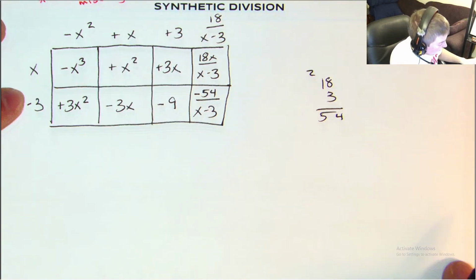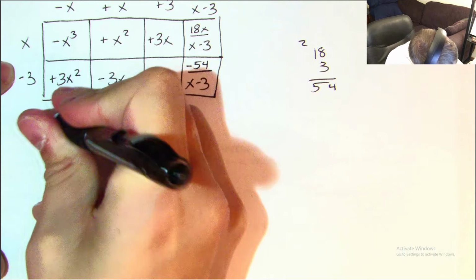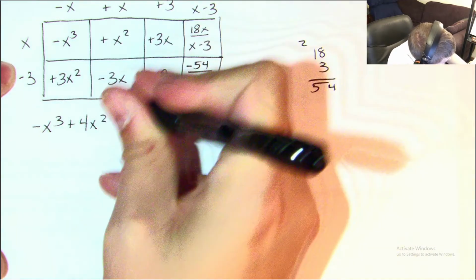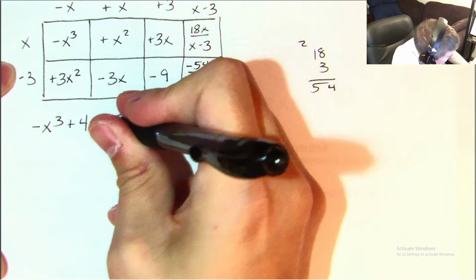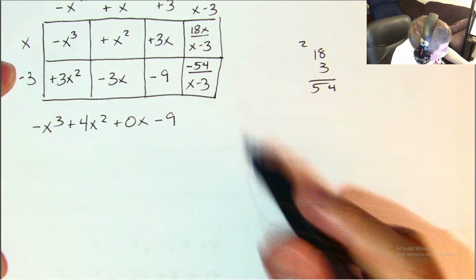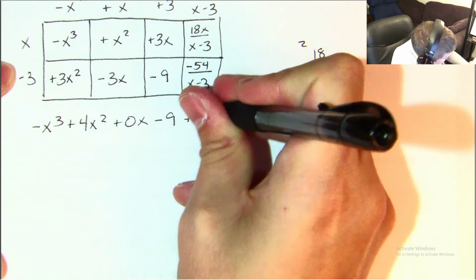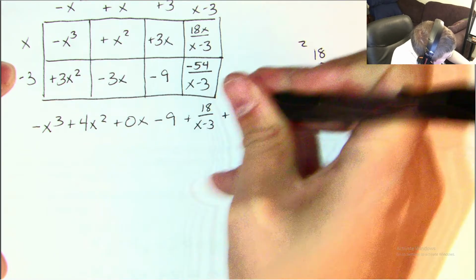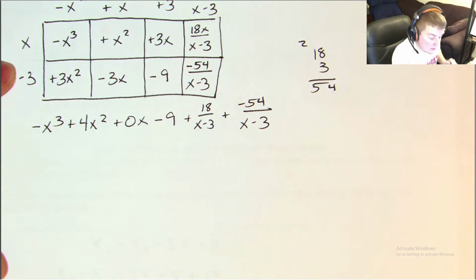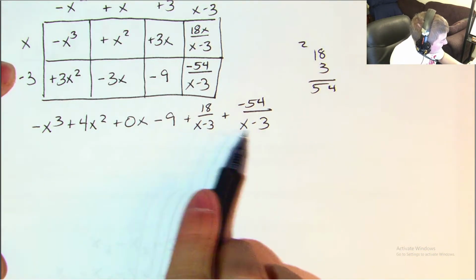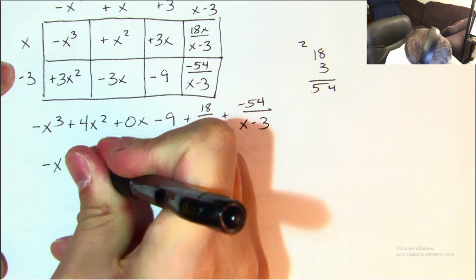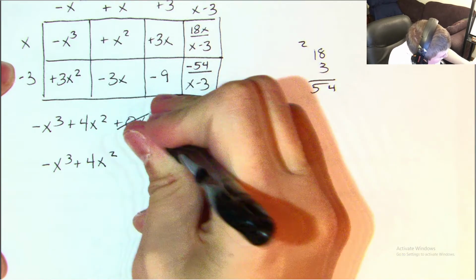And so then I can go ahead and add these parts together. This is 4x squared. This is 0x, and then minus 9. And then here, plus 18 over x minus 3 plus negative 54 over x minus 3. These can combine together because they both have a common denominator. I'm not going to include the x term because it's 0.